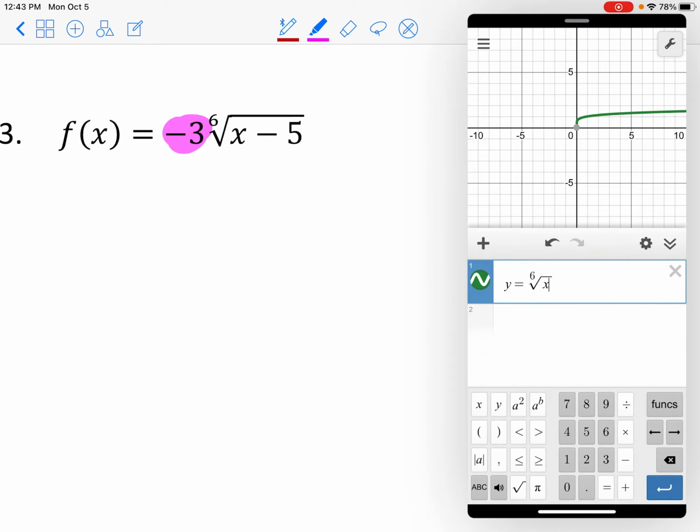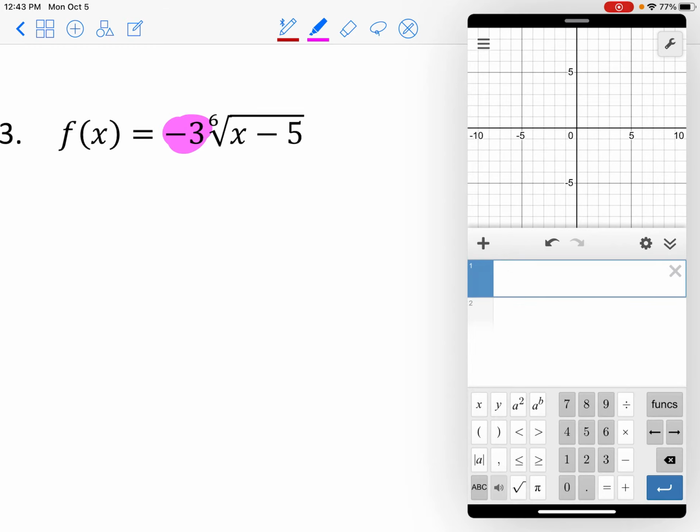So here's our parent sixth root function. It looks just like the square root. If we put a negative out in front, then it reflects over the x-axis, but does it change the domain? Well, no, we still start at 0 and we still go right forever. If I put a 3 out there, then it vertically stretches the graph, but does it change the domain? No, it still starts at 0 and goes right forever.